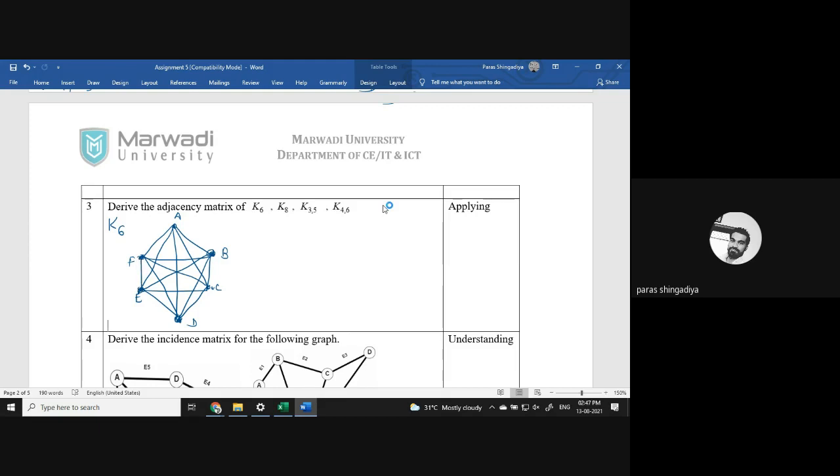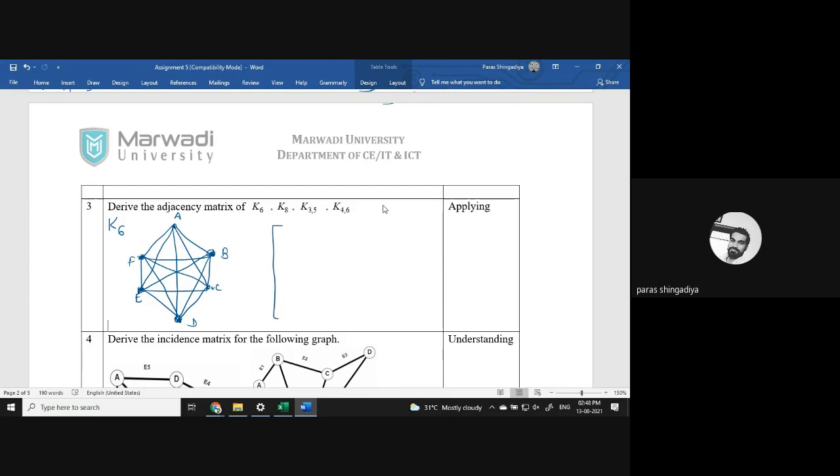Okay? And then after you verify your graph, each and every vertex should have a degree of 5. If it is a K6, then the degree should be 5. If it is a Kn, then the degree should be n minus 1. So सभी की degree क्या रहनी चाहिए? 5. Okay, now it is a K6.